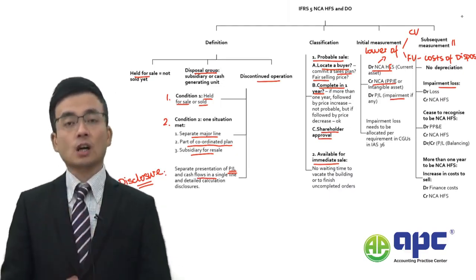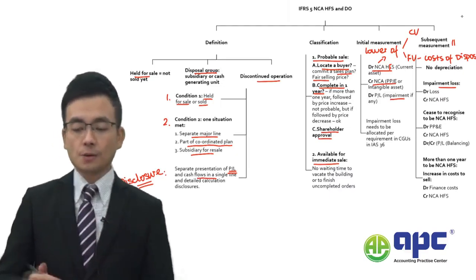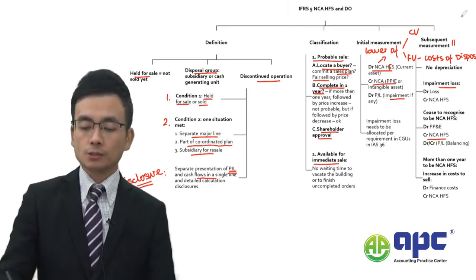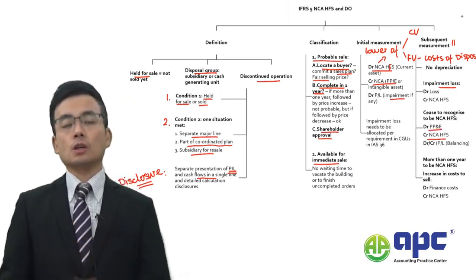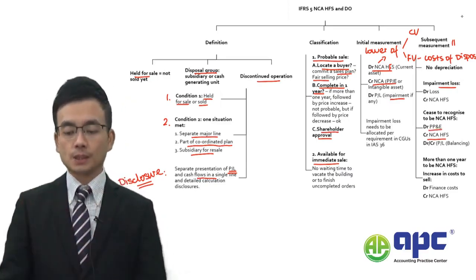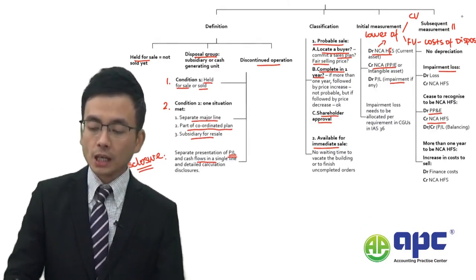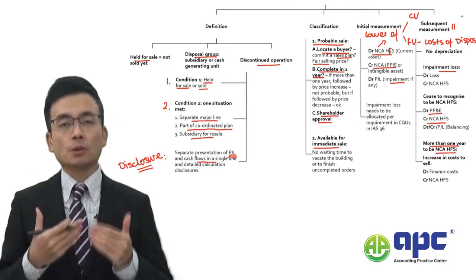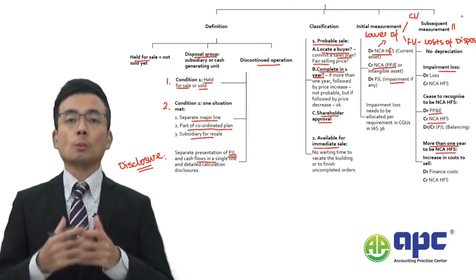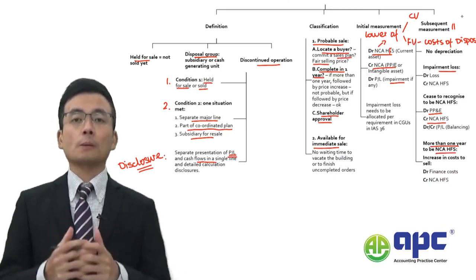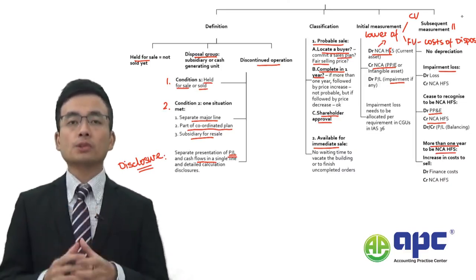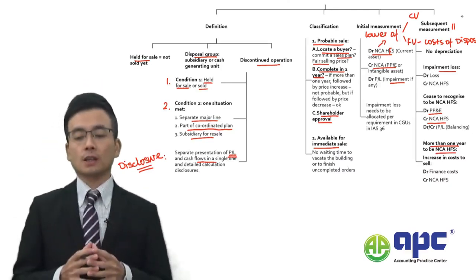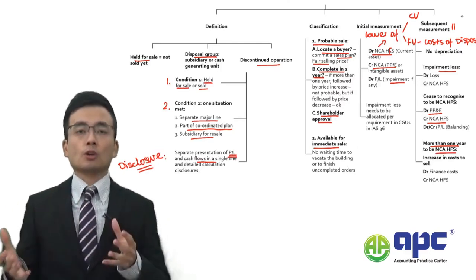If we cease to recognize the non-current asset as held for sale, all we do is reduce the non-current asset held for sale and increase the PP&E, and make sure the balancing figure is reversed. But if it takes more than 1 year to be a non-current asset held for sale, then from the auditor's point of view, we need to see whether or not you put in additional effort to sell that building. If you're not putting additional effort into selling that building, we cannot prove that it's more than 1 year, it will still be a non-current asset held for sale.